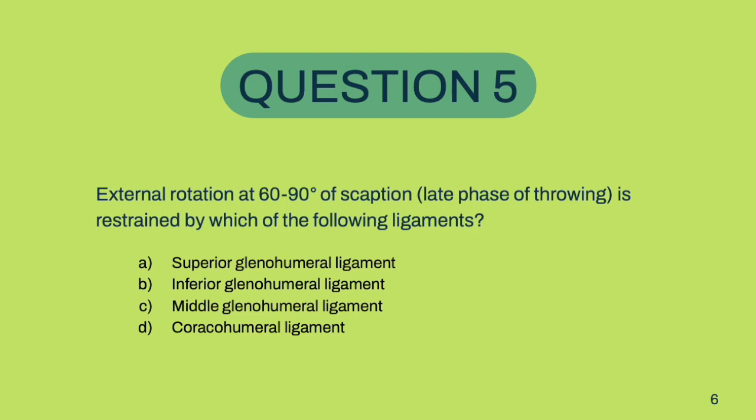Question 5, correct answer is B. The superior GHL is going to restrain inferior translation when the arm is adducted. IGHL restrains anterior and posterior and inferior translation when the arm is abducted beyond 45 to 90, and the middle glenohumeral is going to restrain external rotation at 60 to 90 degrees of scaption or abduction.